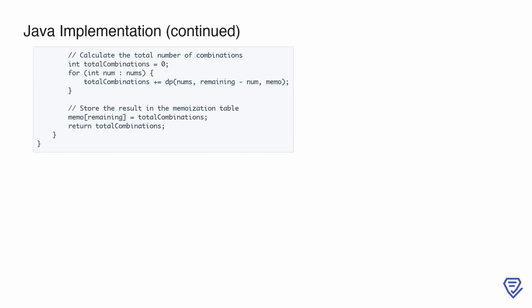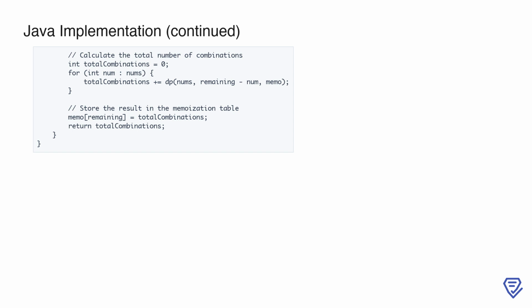Once the total is computed, we store it in the memoization array at the index corresponding to the current remaining value. This ensures that if we encounter the same remaining value again, we can retrieve the result directly from the memo array instead of recalculating it. Finally, we return the total combinations value, which represents the number of ways to achieve the target using the given numbers.